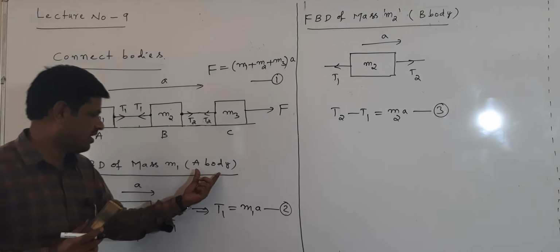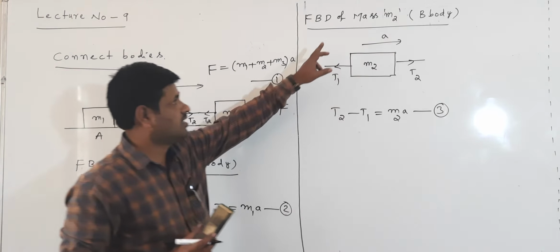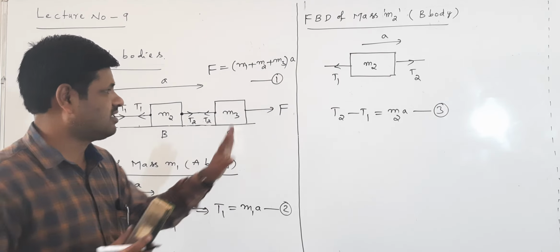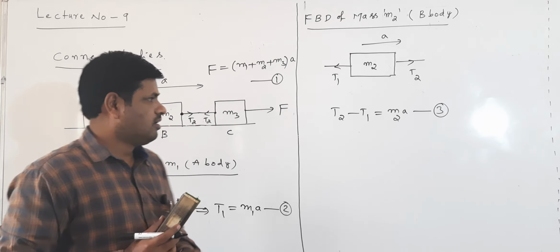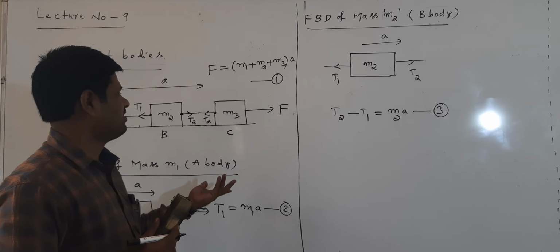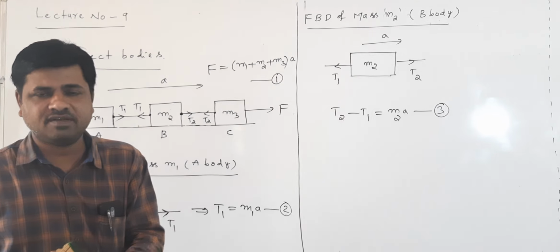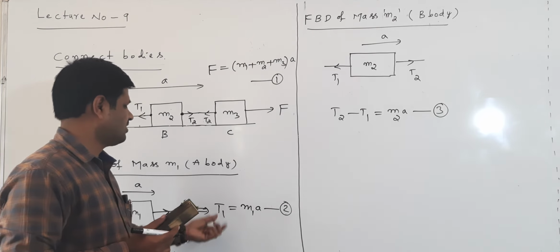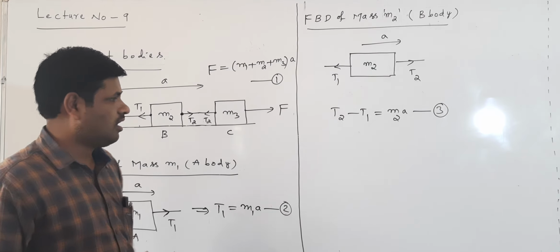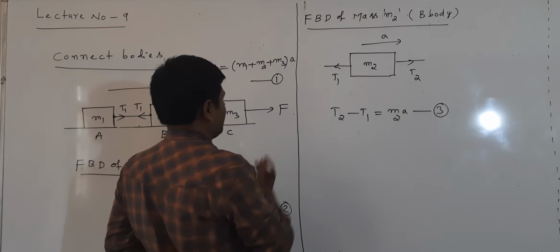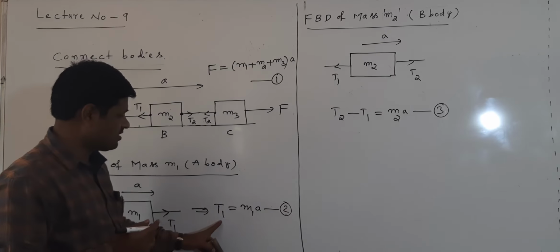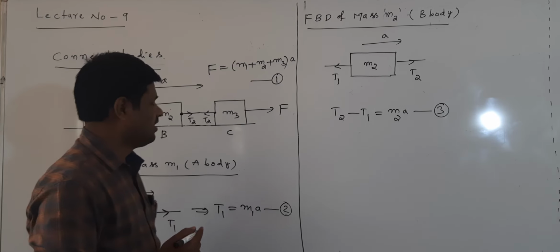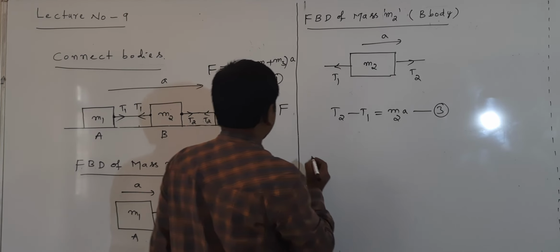This is a free body diagram of A body. This is a free body diagram of B body. Now using these two equations we can find the tensions easily. Using M3 also we can find the tension, that we will see next time. Using these two equations also we can find T1 and T2 easily. Now from equation 1, first the tension T1 is equal to M1A. First tension we can easily find here.